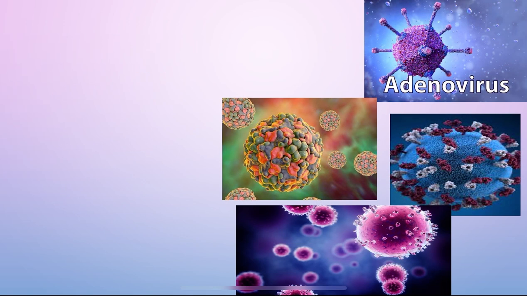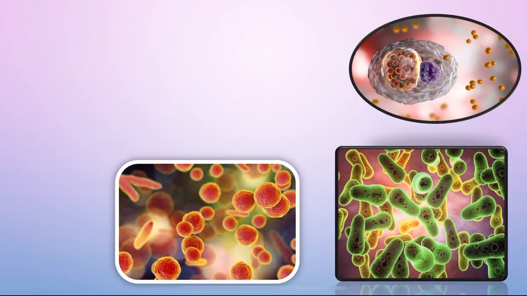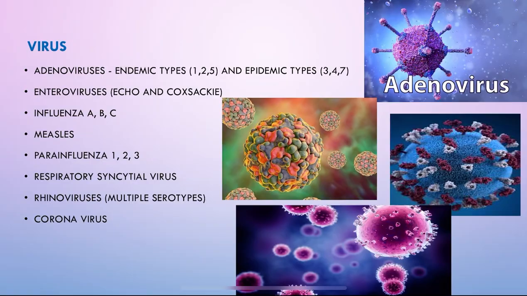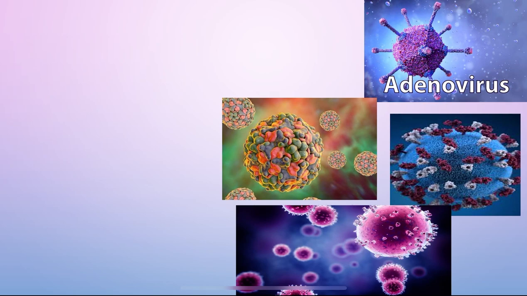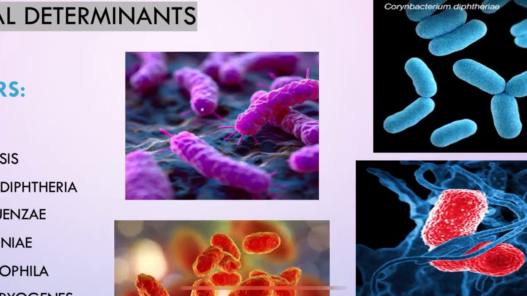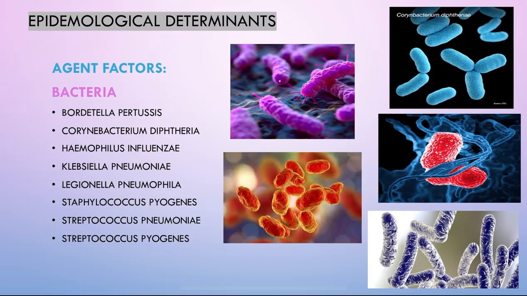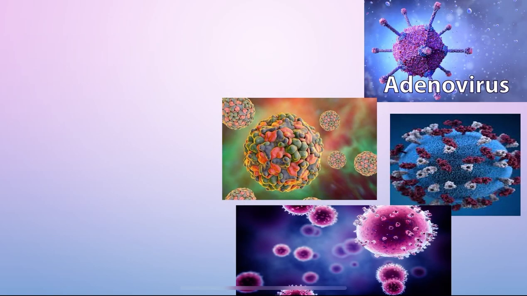And then in the next slide we have the viruses. So the agents are bacteria, viruses, and a few other agents. I hope the bacteria are clear to you. What are the bacteria? Bordetella pertussis, Corynebacterium diphtheriae, Haemophilus influenzae, Klebsiella pneumoniae, Legionella pneumophila, Staphylococcus pyogenes, Streptococcus pneumoniae, and Streptococcus pyogenes.